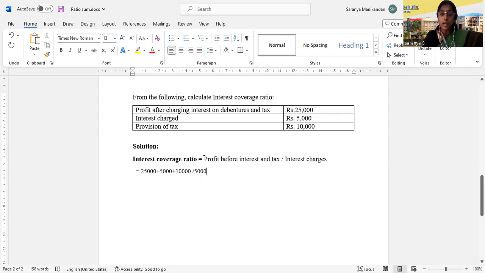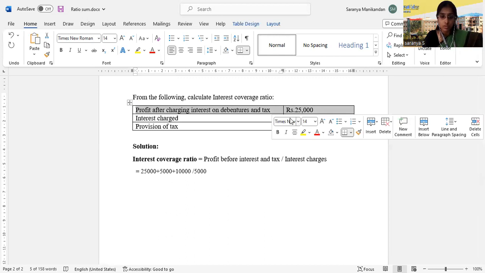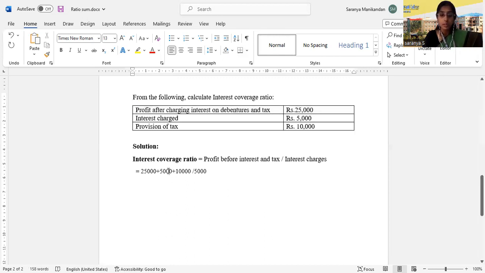Okay, I repeat. As per formula, we want the profit before interest and tax. But then in question, they have given profit after charging interest and tax as 25,000. We want it before. Correct. So 25,000 plus interest 5,000 plus tax 10,000. So we are getting 40,000 as our numerator. Correct. So 40,000 divided by interest charge is given in the question as 5,000. So 40 by 5 is 8 times. We should express our answer in times, 8 times.